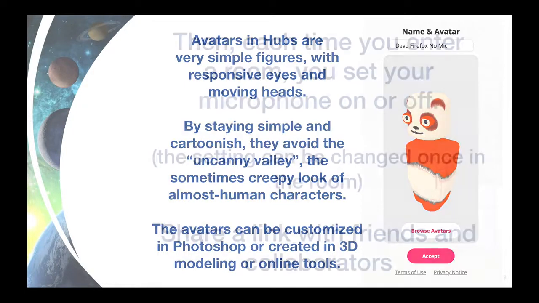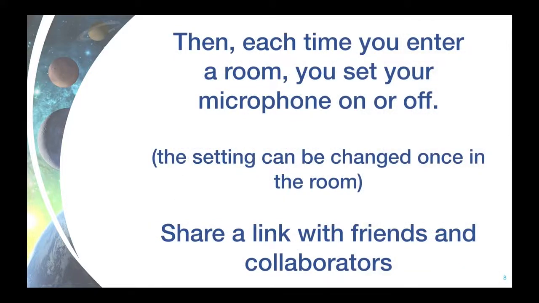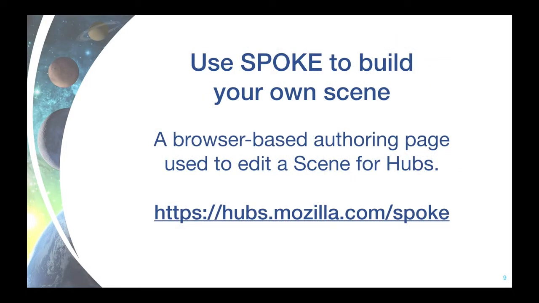Each time you enter a room, you have to specify if you want your microphone off or on. It's a couple of clicks, and it makes sure that you know whether or not you can be heard. You can immediately share a link with friends to invite them in to chat and explore. You don't have to use a pre-built environment. You can create your own with a simple browser-based authoring program called Spoke. I'll show you that tool in a moment.